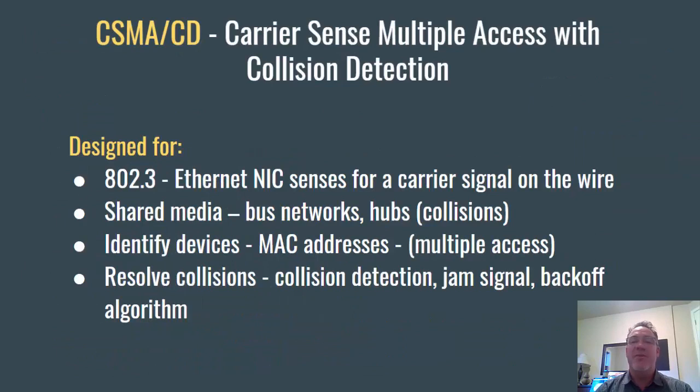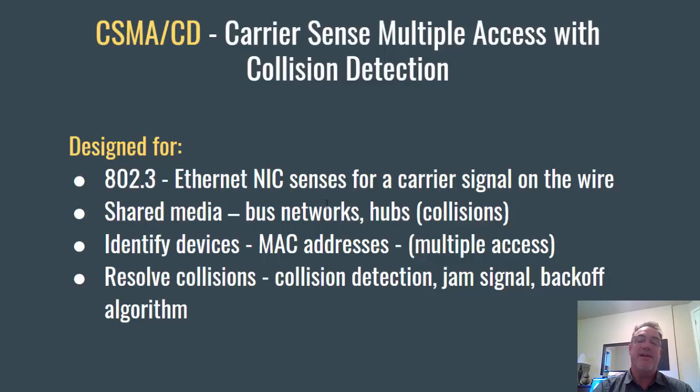So carrier sense multiple access with collision detection, designed for 802.3 Ethernet. What happens is your network interface card, your network adapter, is listening for a carrier signal on the wire. You send in an Ethernet network if no one else is sending. It was designed for shared media, meaning bus networks originally with coaxial cable. We had hubs in the early days, and if two devices send at the same time, you get collisions.